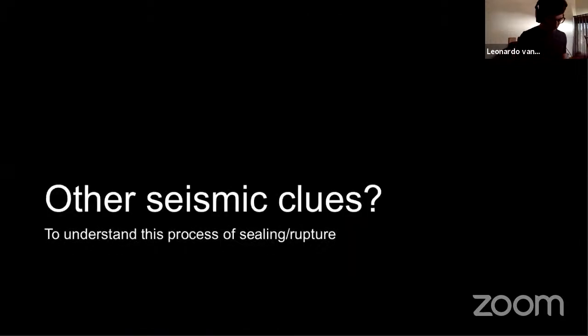So we see that maybe the quiescence of tremor before the eruptions corresponds to this interruption of the flux of gases and fluids in the system. And the question now is, what other seismic clues could give us a better idea of what is going on in this process of sealing and then rupture to provoke these eruptions?